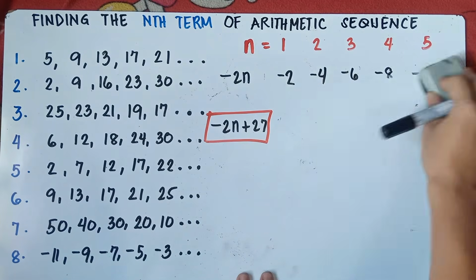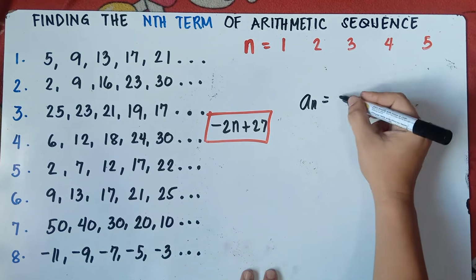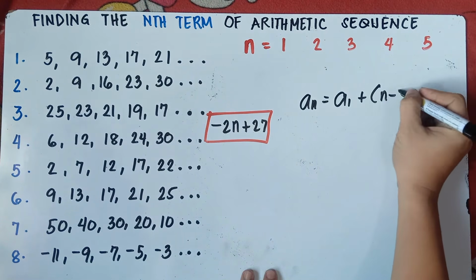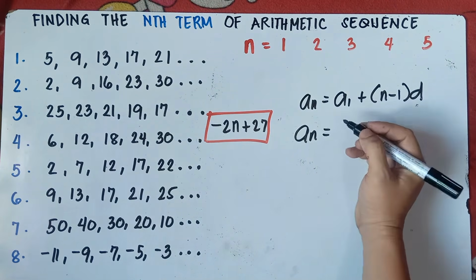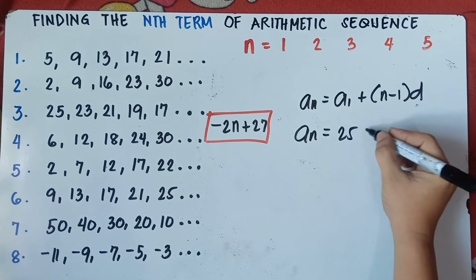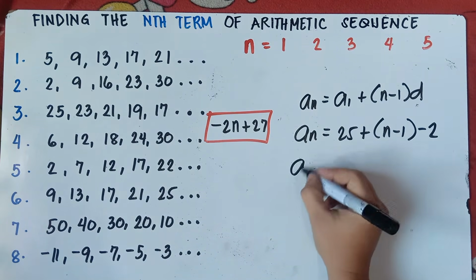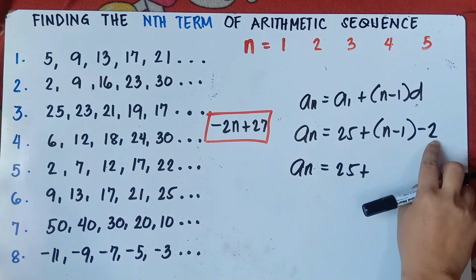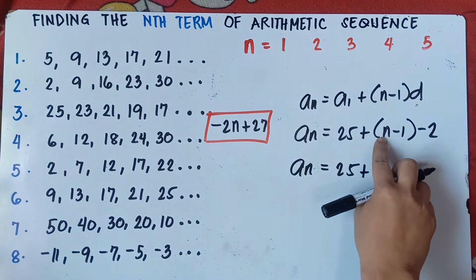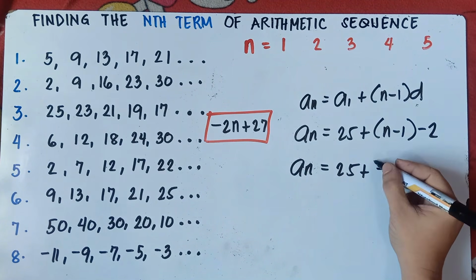But let's try to use the formula of the arithmetic sequence. So a sub n equals first term plus n minus 1 times the common difference. So the general term equals, the first term is 25, plus n minus 1, times the common difference, negative 2. So a sub n equals 25 plus negative 2 times positive n. Negative 2 times positive n, that's negative 2n. Okay, we will put parentheses.